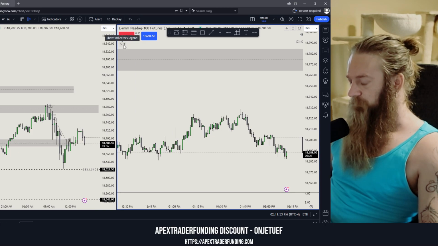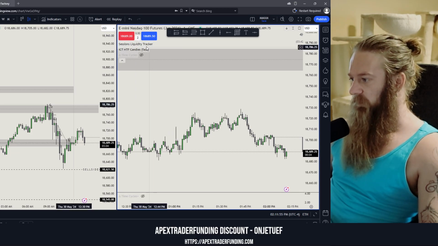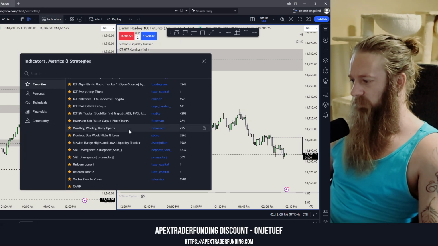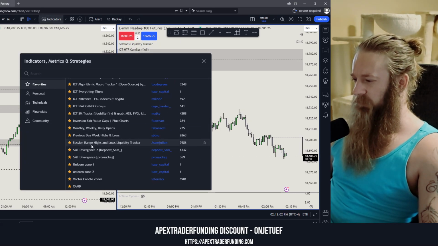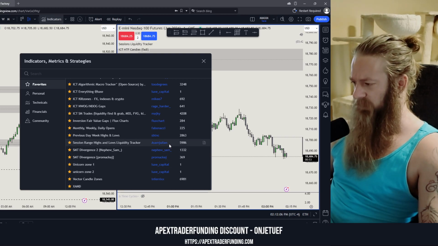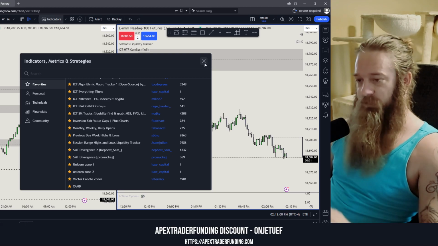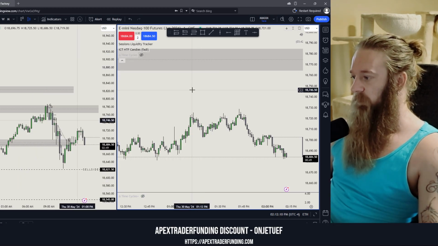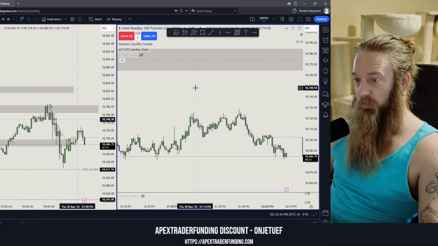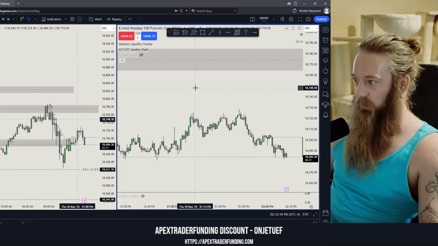I use an indicator called Sessions Liquidity Tracker. It's actually called something else: Session Range Highs and Lows Liquidity Tracker by Assam Julian. It doesn't show up when you search for it. If you go back and watch my Nexus Blast updated video, the one that mentions the indicator, that's the indicator.